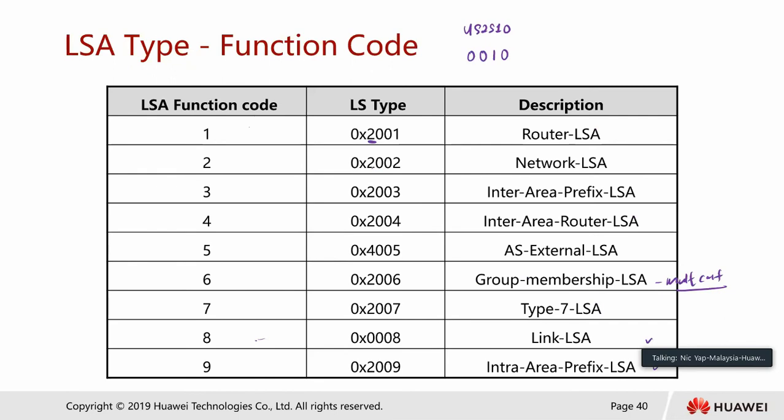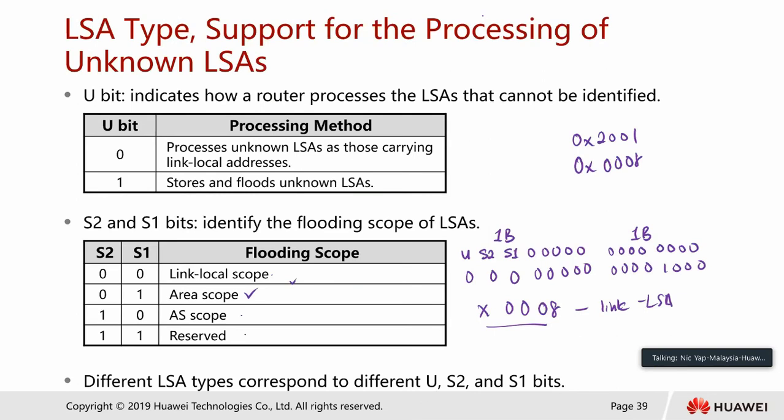Then network LSA and inter-area are all within the area, except for the AS external. This AS external is 4, which is 0, 1, 0, 0. S2 is 1, and when S2 is 1, it's sent within the AS scope. So throughout the entire AS, everybody inside the AS receives it using this. So they only have 3 ways.